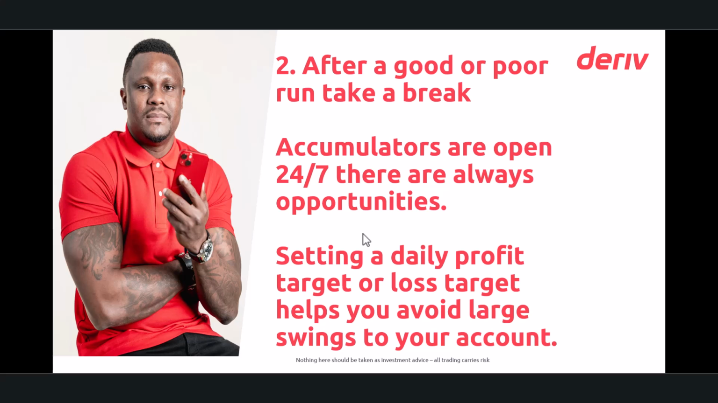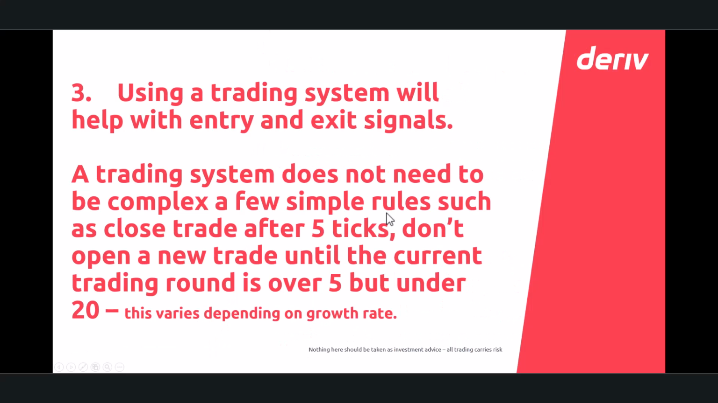And same again with a loss. I might say, okay, I don't want to lose more than $30 in one day. And same again, you move away and take a break. Nice thing about accumulators, they're open 24/7. There are always opportunities. So don't think, oh yeah, I've missed it, because there isn't. They're continuously trading. But what you can do, as I say, there's many things in trading that you can't control. But one thing you can control is obviously your profit and loss, from when you decide to take profits and when you decide to take a loss and walk away. So that's something you can control.